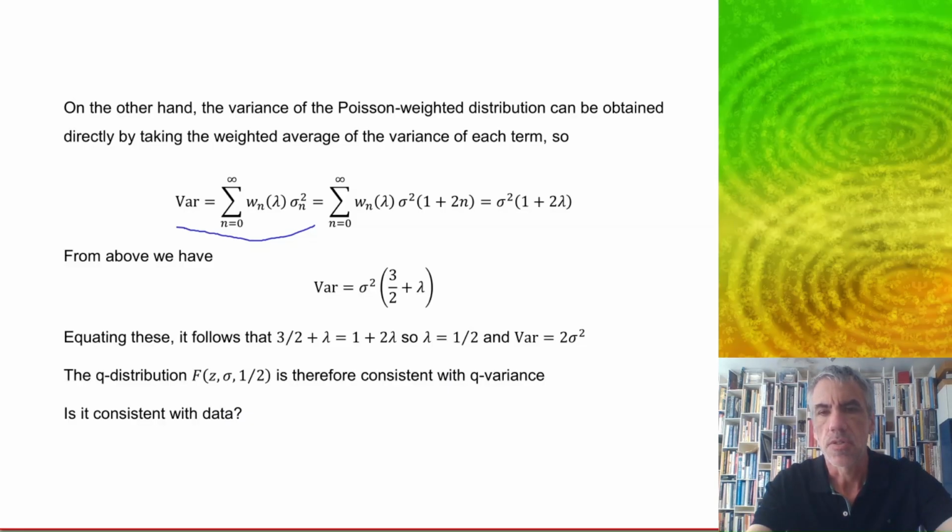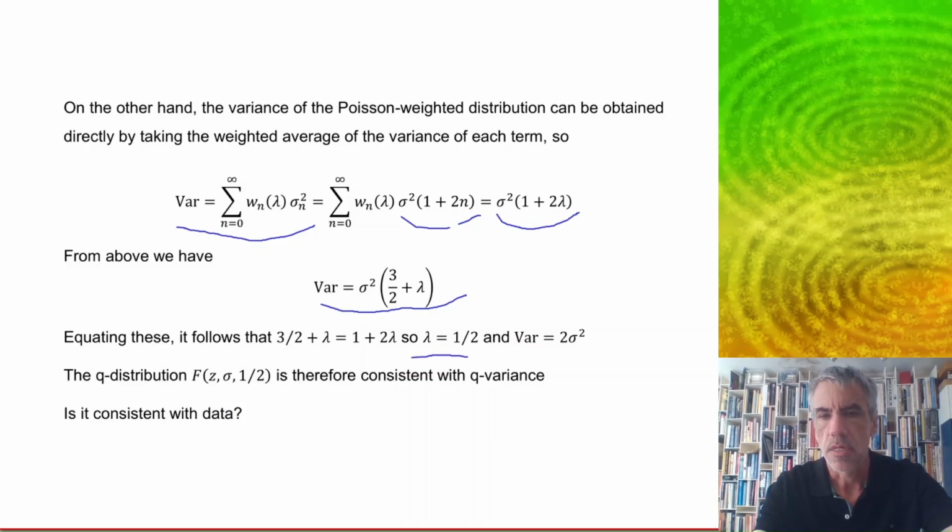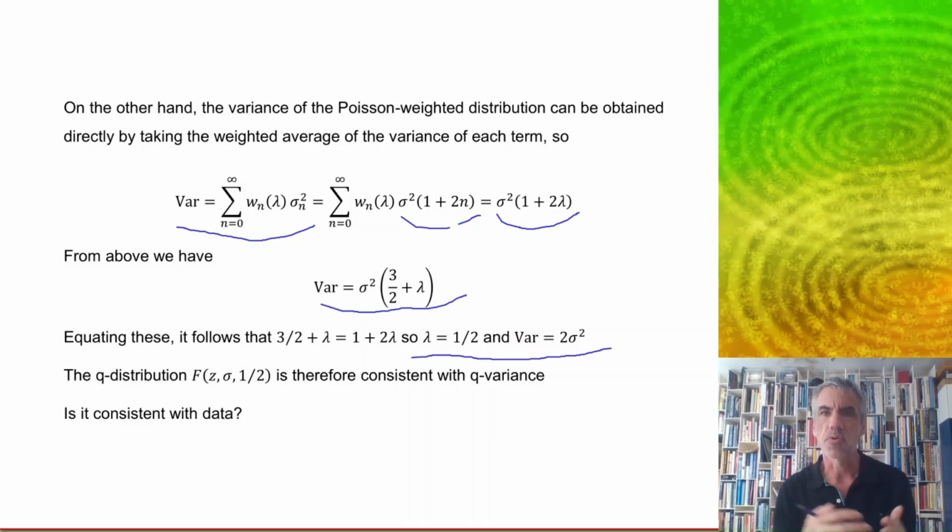And then again, using the expression for sigma n squared, we arrive at this: sigma squared times 1 plus 2 lambda. So from above, the previous page, we had sigma squared times 3 halves plus lambda. Now we've got something different. We equate these, and it works out that lambda is equal to 1/2, and the total variance is 2 sigma squared. So again, sigma is this minimum volatility, which applies for small displacement. So the total variance is going to be twice sigma squared.